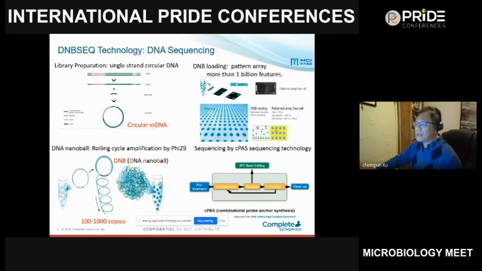This is a DNA nanoball. These are single-stranded DNAs with 100 to 1,000 copies of the circular single-stranded DNA. We call this a DNB, actually a single-stranded DNA template. We load this into the flow cell, which is this one here. The flow cell is designed so that each binding site can only attach one DNB. Therefore, we have a lot of DNBs on the flow cell. Then we do the DNB sequencing.